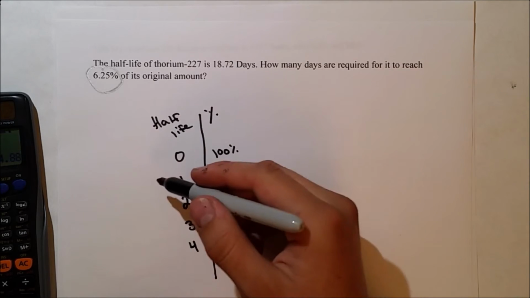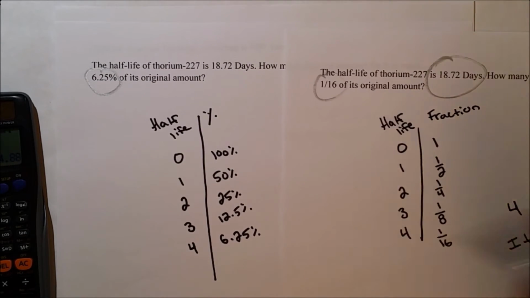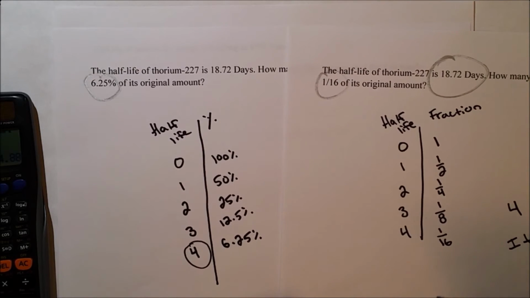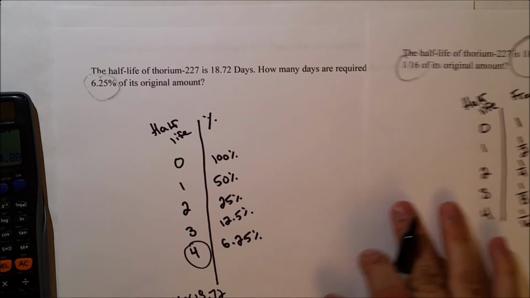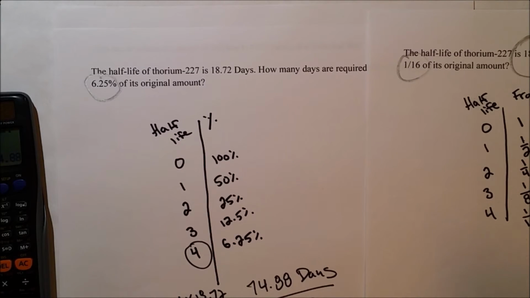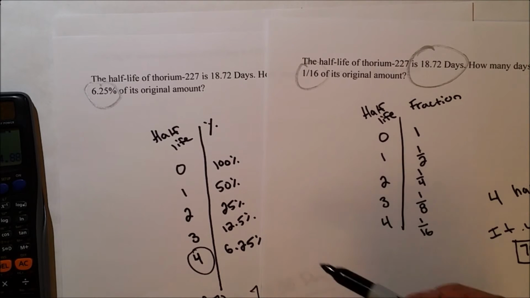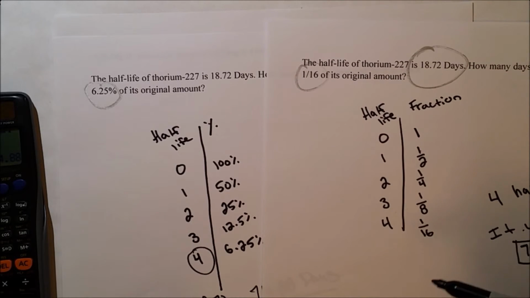So you can see these all line up. I'll put percentage here. If you look at our two tables, we still got the same answer. It would take 4 half-lives, which if we multiplied out, 4 times 18.72, would also give us 74.88 days. So you can see it's exactly the same thing, just using percentage. If we look at our table, they match up. You're just using percentage rather than fractions. And if you get confused, you could even convert between the two of them.